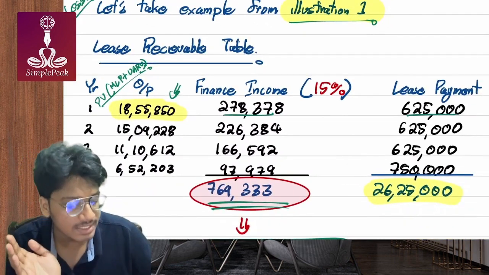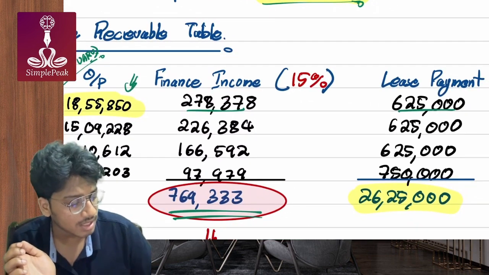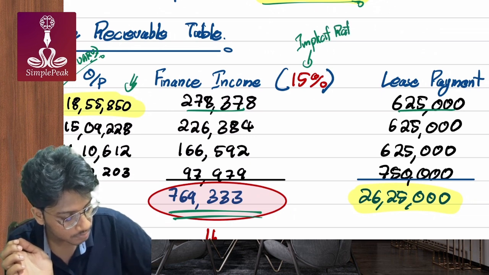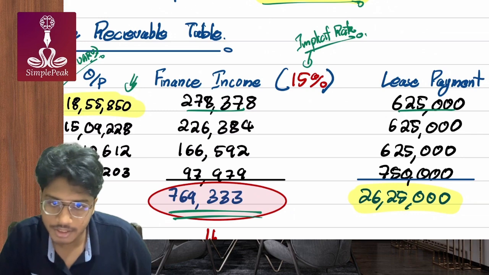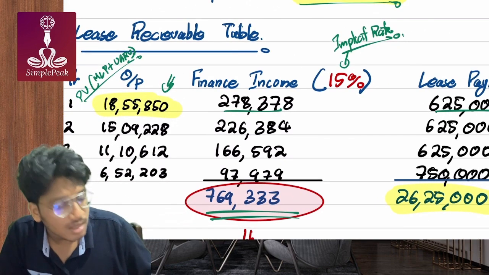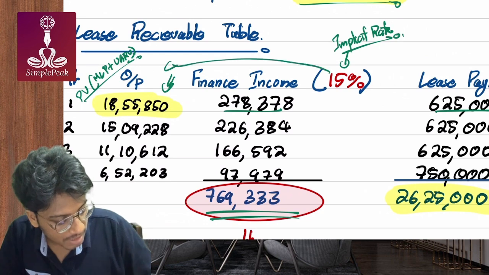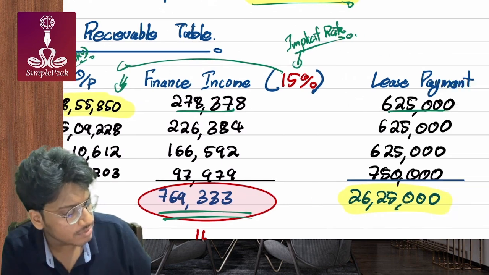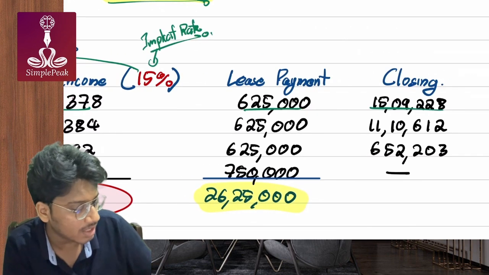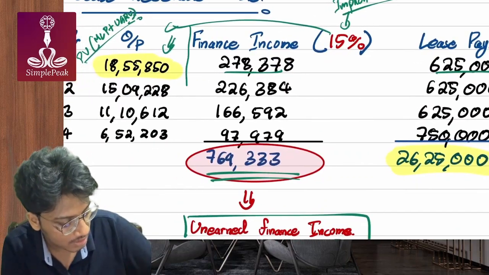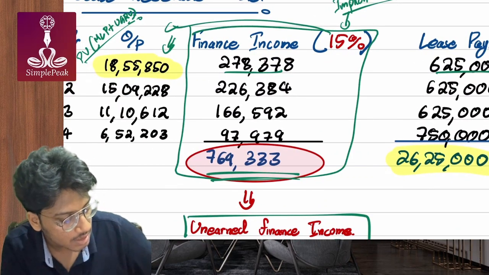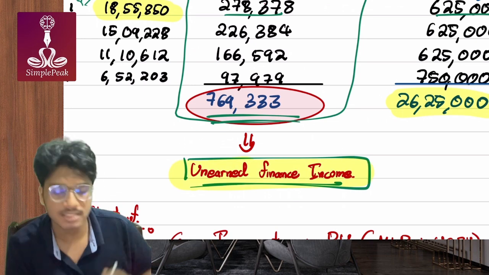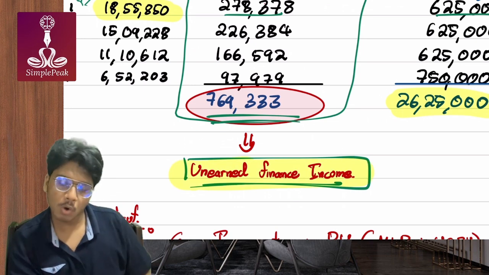And I have drawn the lease receivable table. You know the implicit rate. It's given. The interest is computed on the opening balance. That's how the lease table is prepared. You guys know about it. So 18,55,850 plus 15% minus lease payment will give you the closing. When you compute this, you will get the total value of the finance income. The total value of such finance income is known as unearned finance income. That's what it means.